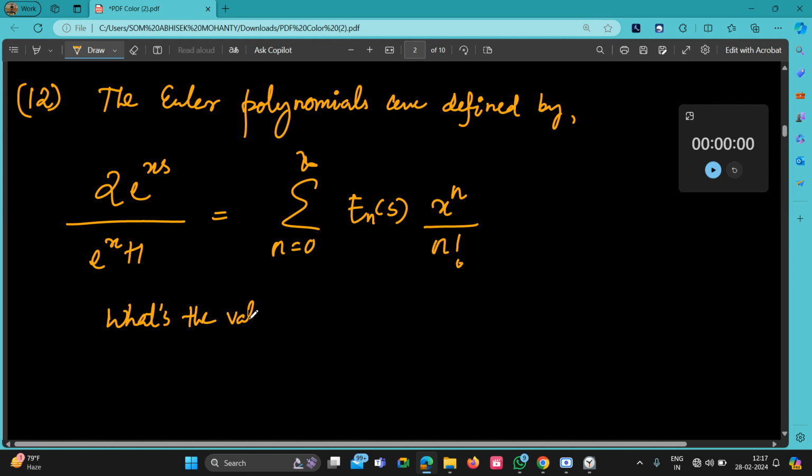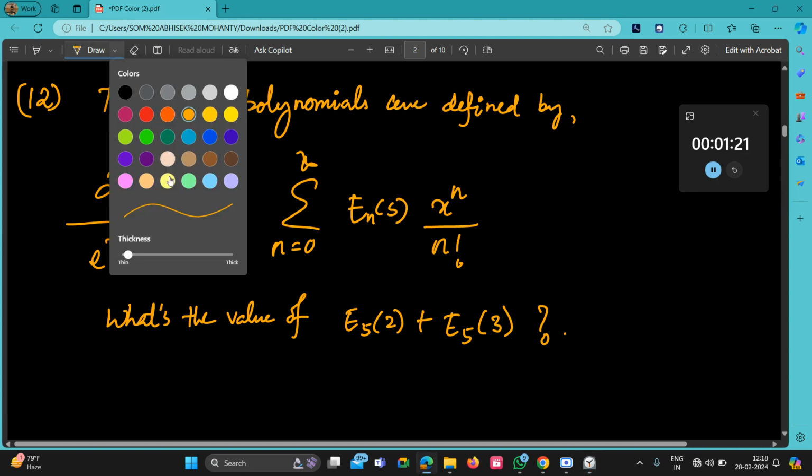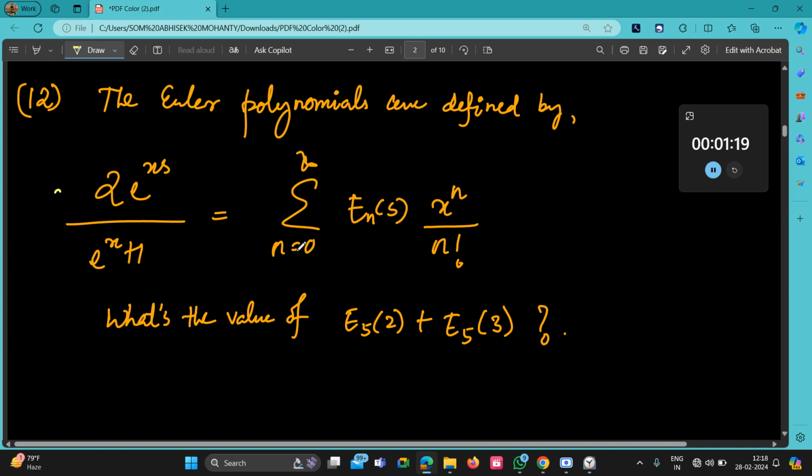What's the value of E5(2) plus E5(3)? That is the question. Please try. The Euler polynomials are given by this one. So we have to find the value of E5(2) plus E5(3). We have to find it from the formula that is given. So try.